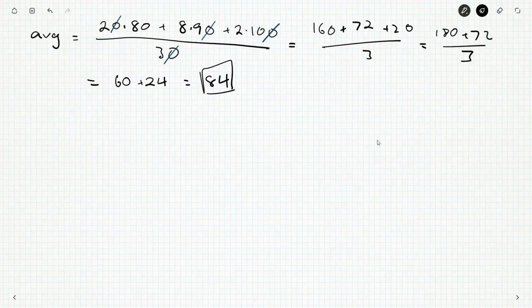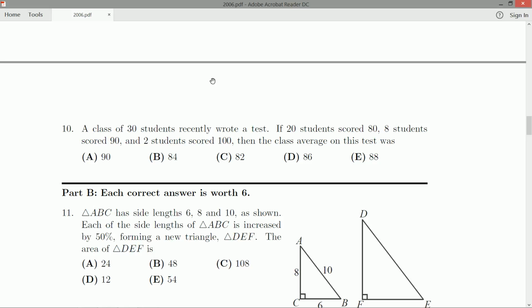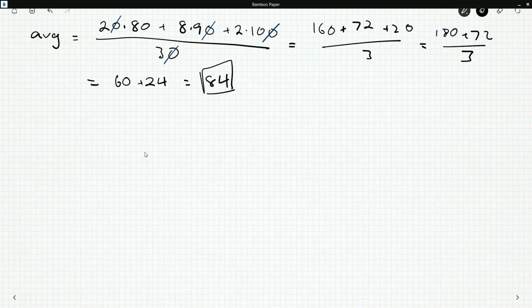And we think mentally, does this make sense? If most of the students got the lowest mark, you would expect the average to be dragged down a bit. The 2 students at 100 and the 8 who got 90 do not outweigh the students who got 80. That pulls it down to 84. So this makes sense. If we'd gotten something like 94, we would have to take a step back and recalculate. But there we go. Our answer is going to be B.